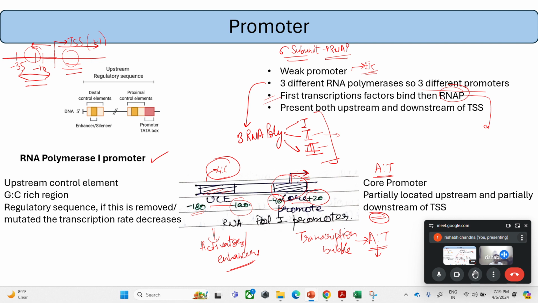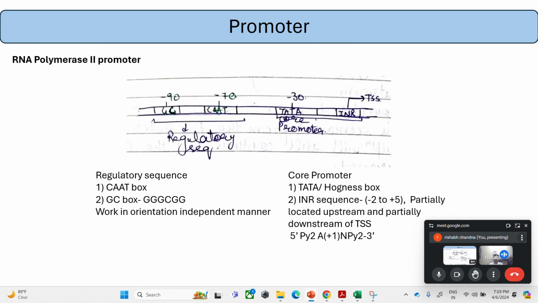Okay, if there are no further questions, we'll move on to the RNA polymerase 2 promoter. This is the most extensively studied promoter, and it has basically four regions. Two regions are part of the core promoter, and two regions are part of the regulatory sequences.